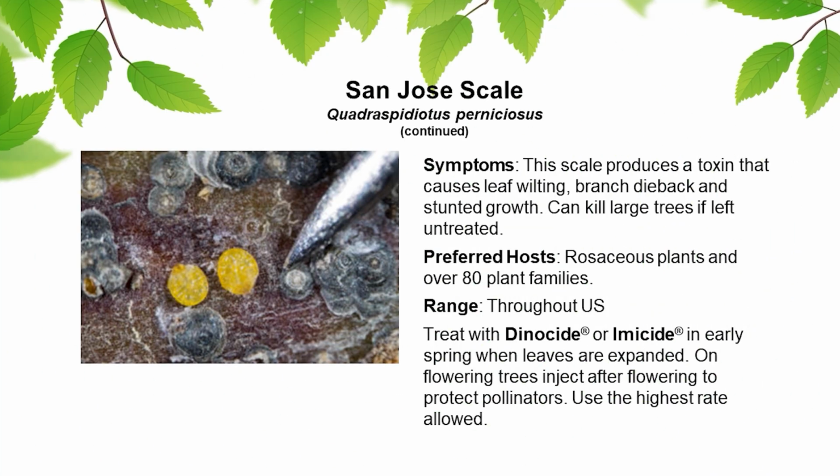San Jose scale produces a toxin that causes leaf wilting, branch dieback, and stunted growth. They can kill large trees if left untreated. The preferred hosts of San Jose scale are rosaceous plants in over 80 plant families. They can be found throughout the United States. San Jose scale may be controlled with Dynacide or Imicide.